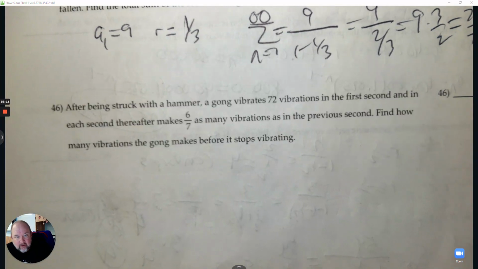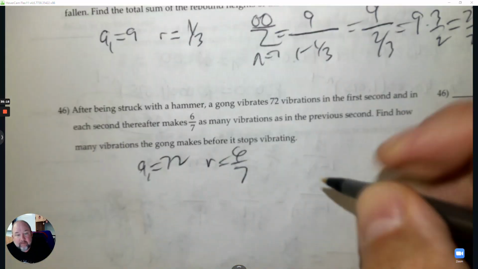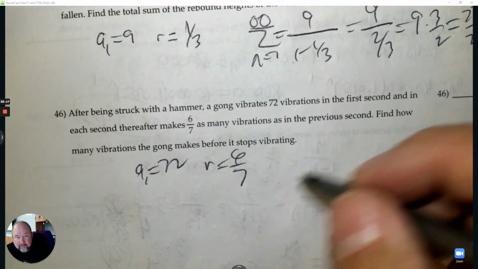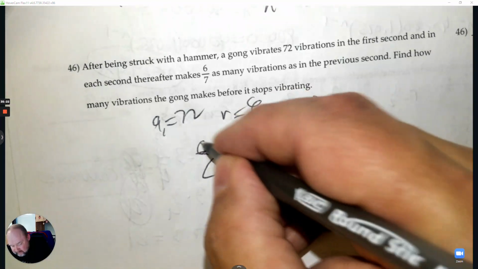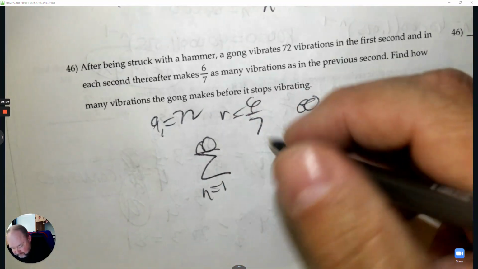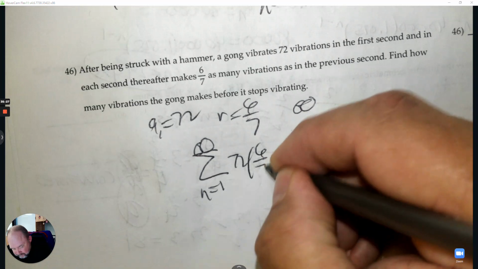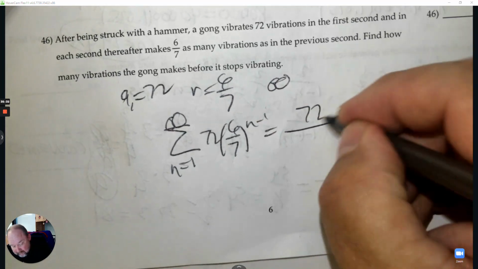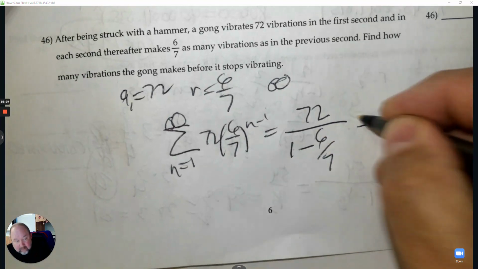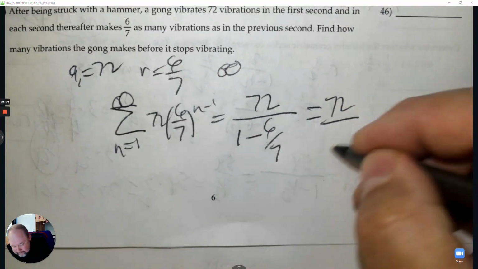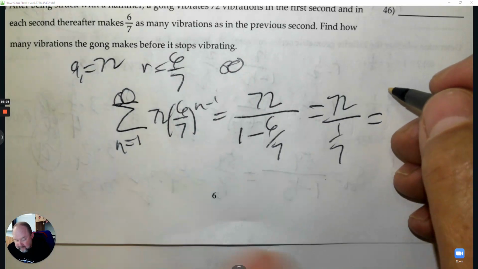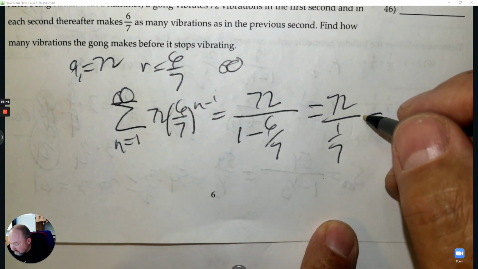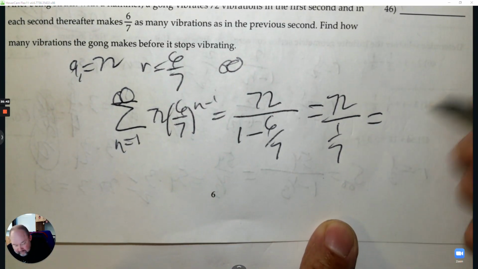After being struck with a hammer, a gong vibrates 72. That's A1. And then the R is 6/7. And then how many vibrations until it stops? So like to infinity, how many vibrations is that? So it's A1 over 1 minus R, and then times the reciprocal, 72 times 7, 504.